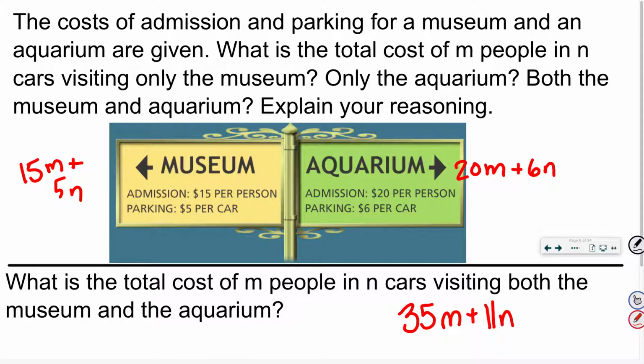Now, that part, I don't love, because I can't just assume that my total cost is going to be 35 times M. If that were the case, what do I know about the number of people that went to the museum and the aquarium on that day? They paid $35 and $11 for parking. So the museum was 15 a person and the aquarium was 20. If I wanted to add the 20 and the 15 to get 35, what do I know about the value for M?